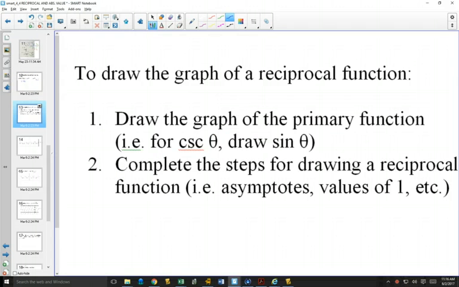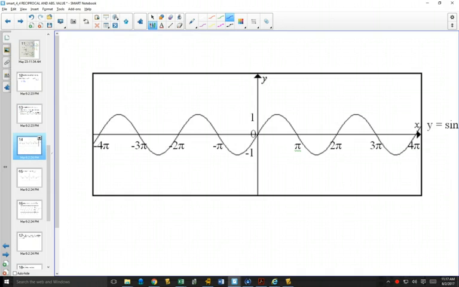So what were our steps? Well, we drew the graph of the original function. In this case, we're going to draw sine. And then we'll do all of our steps for the reciprocal using that. So here's our graph of sine, and we're going to graph cosecant right on top of that.